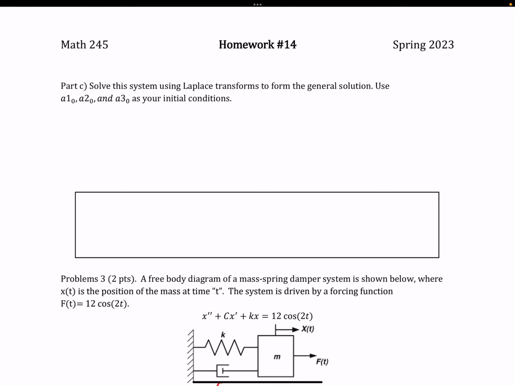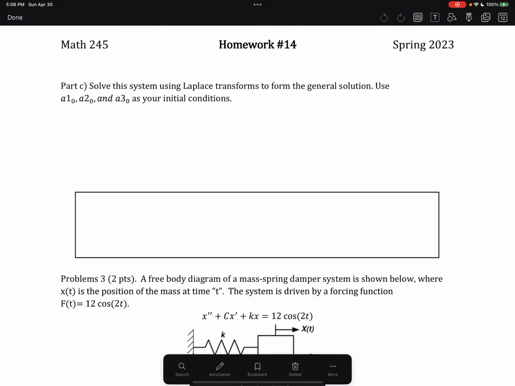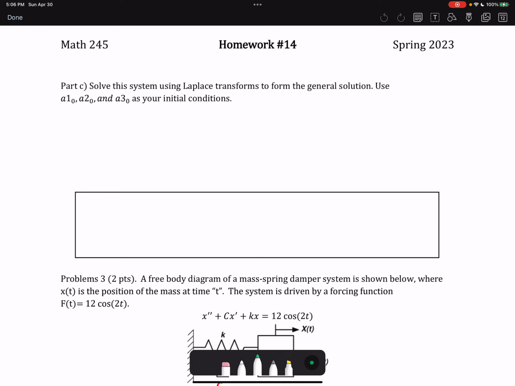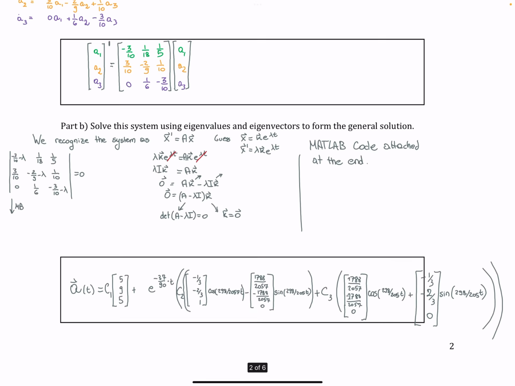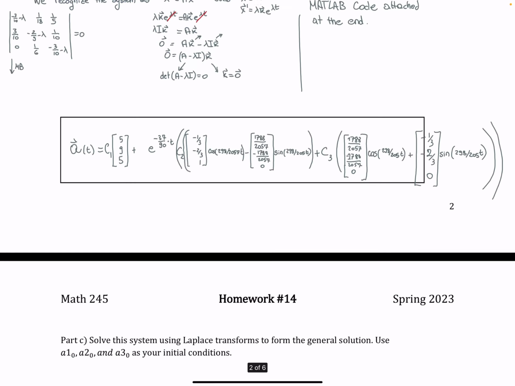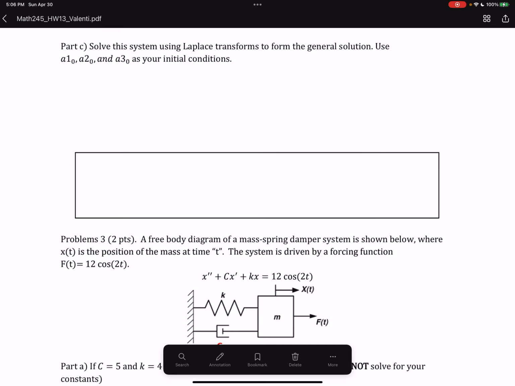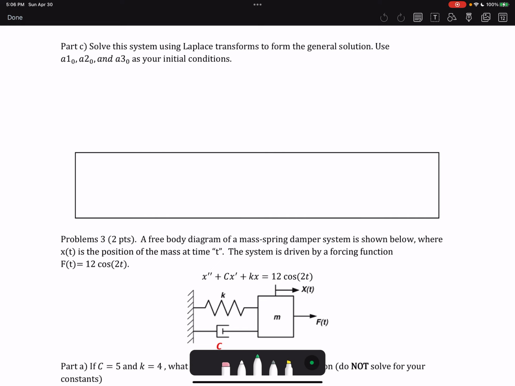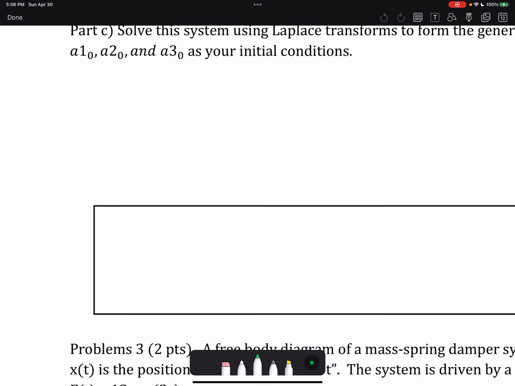Welcome to problem 2, part C. Now for this one, we're going to be using the Laplace to solve it, and we're going to input the initial conditions. So let's get our colors out. And I just want to show you. We're going to take this and put it into the Laplace with the initial conditions and then bring it back out with the inverse Laplace. So if I put in the Laplace, what am I going to get?